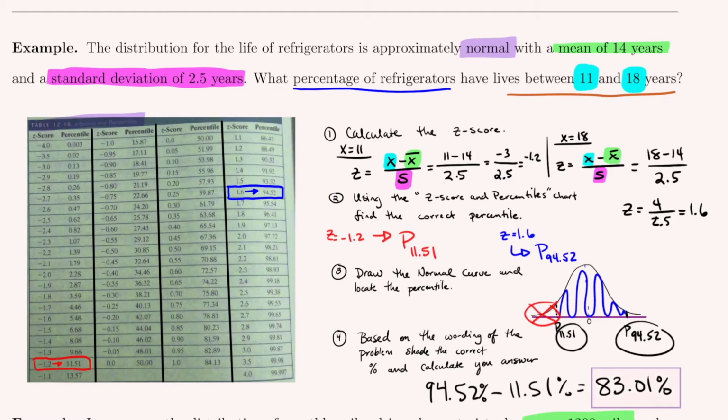So for problems where you're asked to find the percentage between, find the percentile for the higher value, the percentile for the lower value, and then subtract them.